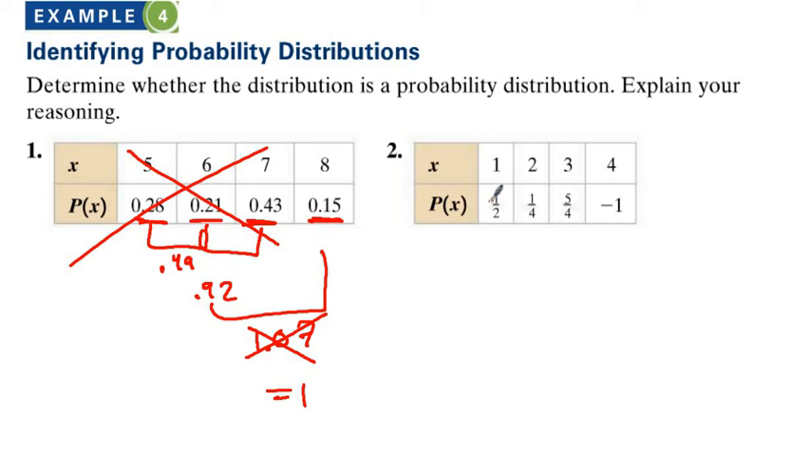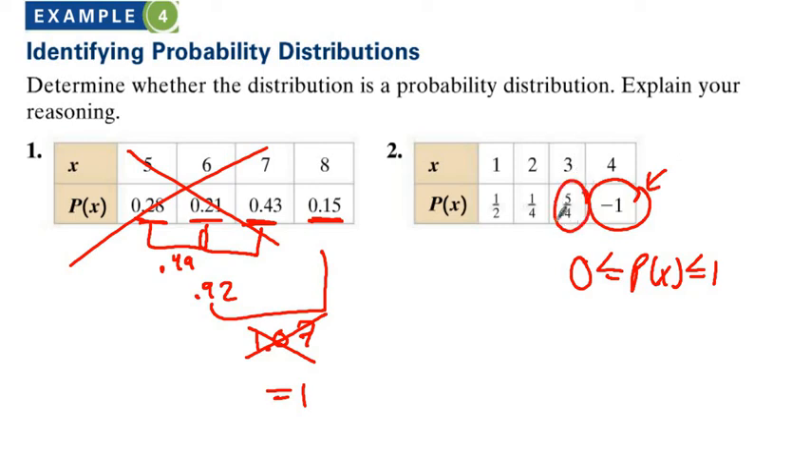Number 2 says, is it a probability distribution? No, it's not, because that is less than 0. Remember, the other condition is they have to be between 0 and 1. This one is not between 0 and 1, and neither is that one. 5/4 is greater than 1. So number 2 is also not a probability distribution.